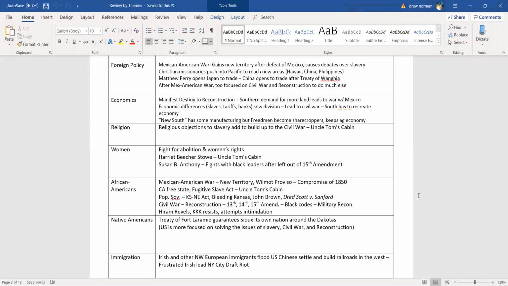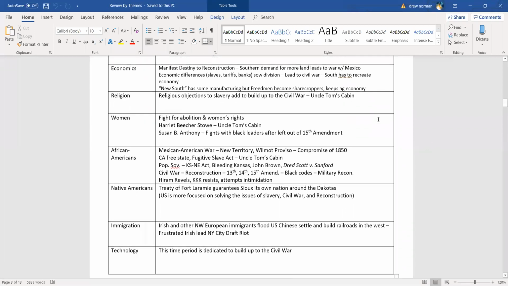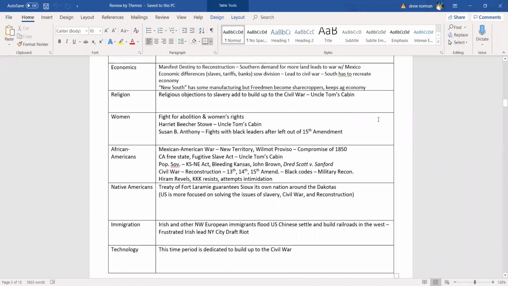So, Matthew Perry opens Japan to trade by bringing our warships over there and our technology. China opens the trade after the Treaty of Wanghua. I'm sorry, guys, I have no idea how to pronounce that correctly. And then after the Mexican-American War, we're a little bit too focused on the Civil War and Reconstruction to do much else as it pertains to foreign policy. Okay? So foreign policy, Mexican-American War, and then the beginning of our relationships with many foreign countries, especially across the Pacific. As far as economics, Manifest Destiny was a big part of it.